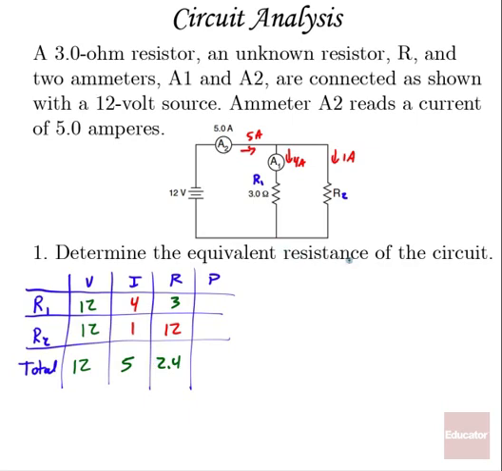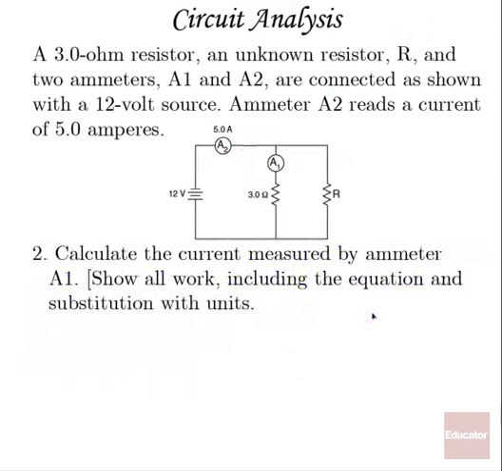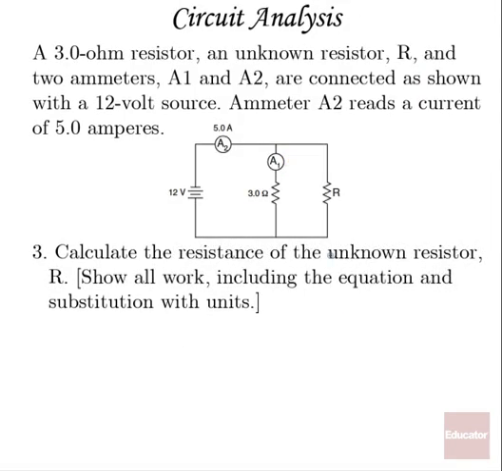So, determine the equivalent resistance of the circuit. The equivalent resistance of the circuit we already found out was 2.4 ohms. Now, as we do this, we're going to answer the next couple questions using that same table. So number 2, calculate the current measured by ammeter A1. Well, the current through A1 we said was going to be 4 amps, right from our VERP table already, so 4 amps. And number 3, calculate the resistance of the unknown resistor, also right from our table, that was 12 ohms.